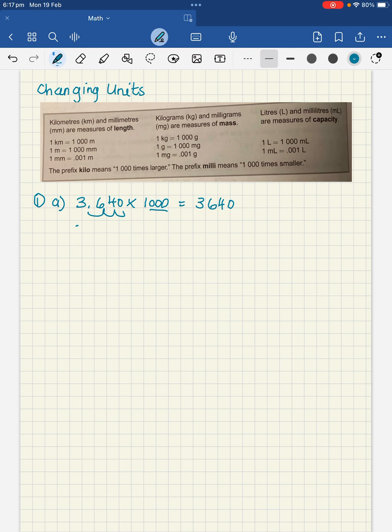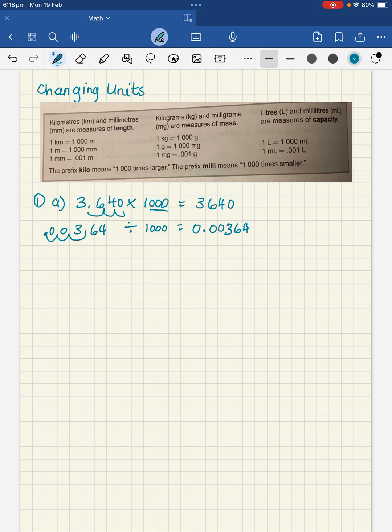Okay, and the same thing if we did 3.64 divided by 1,000, we would move it 3 place values this way, 1, 2, 3, and that's where our decimal would go, and we would fill in the rest with zeros. So it would be 0.00364. Okay, so you can do question 1, where you're going to times and divide by 1,000.